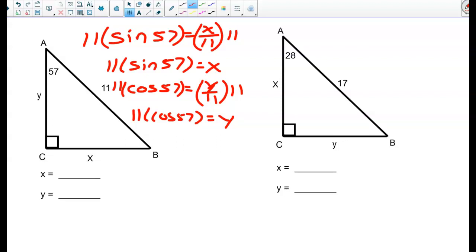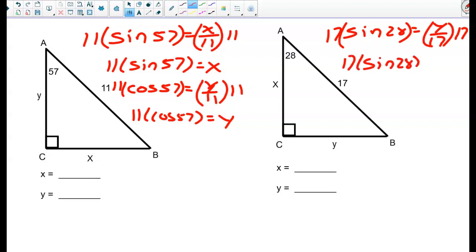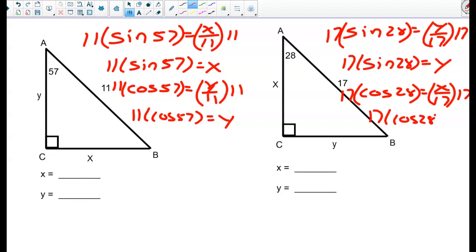Okay, here we get another one where the denominator is going to be given. The hypotenuse is given. So the sine of 28 equals y over 17. I'm just multiplying both sides by 17. 17 times the sine of 28 equals y. Cosine of 28 equals x over 17. I'm going to multiply both sides by 17. And 17 times the cosine of 28 equals x. And that's the work I'm checking.